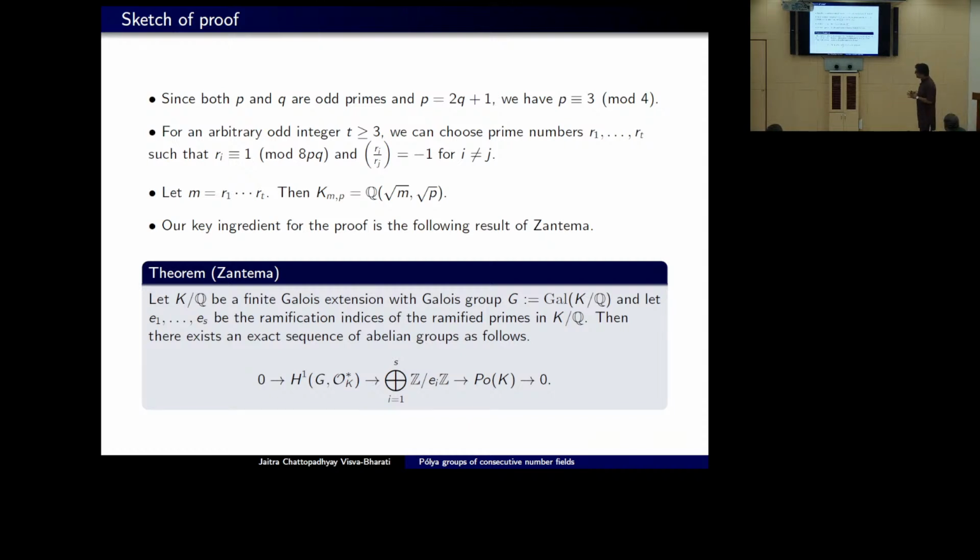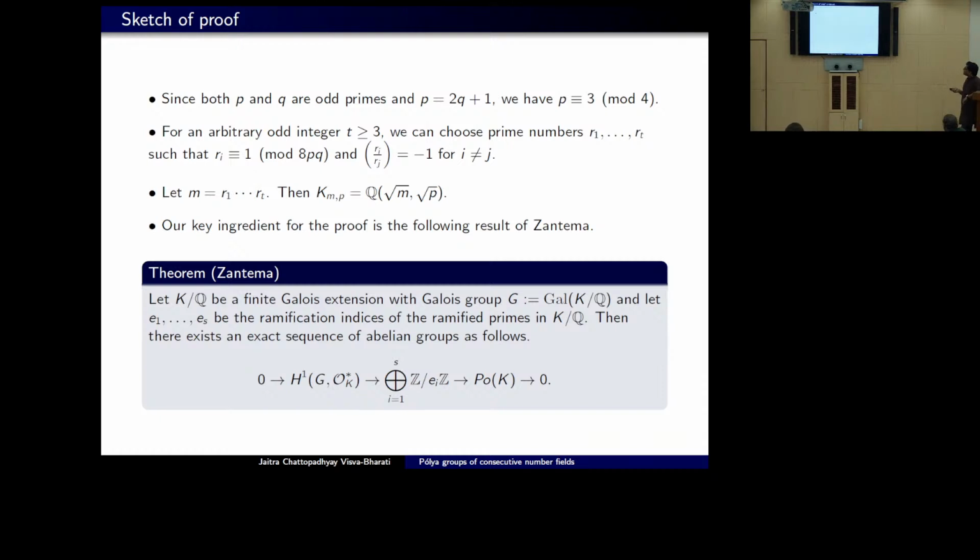Now, what this result says is that if you have a finite Galois extension, then you look at the ramification indices of the rational primes that are ramified in K. Then we have an exact sequence from the first cohomology group to this direct sum of Z mod e_i Z to the Polya group. So, the Polya group is the quotient of the middle term by the first term. So, if you want to have a bigger Polya group, then you have to throw in many rational primes that are in fact ramifying in K over Q, and together with that you need to control the cohomology group.